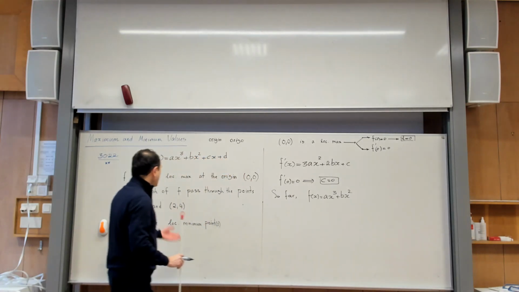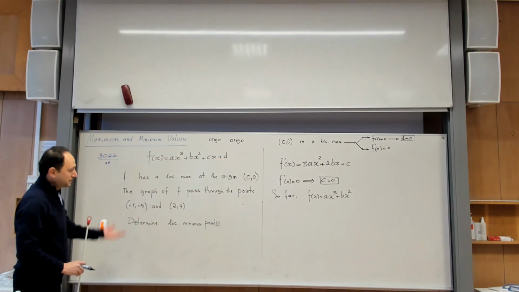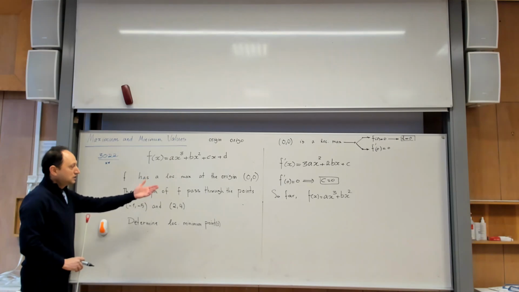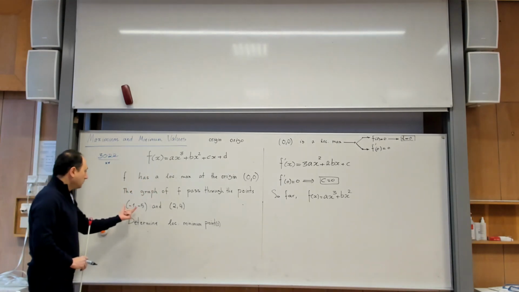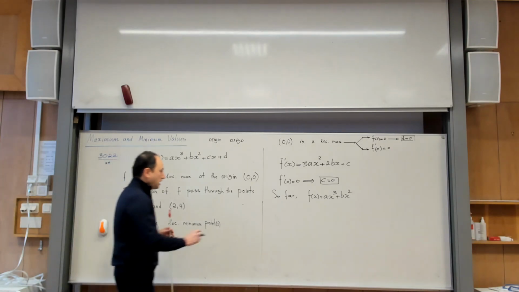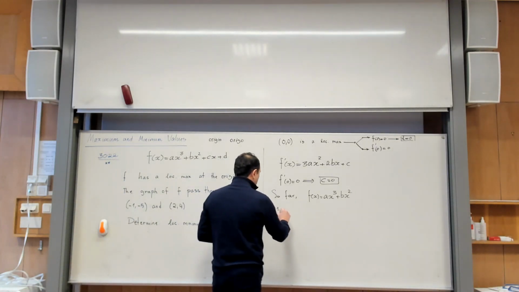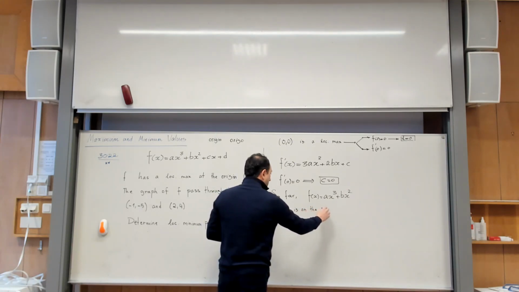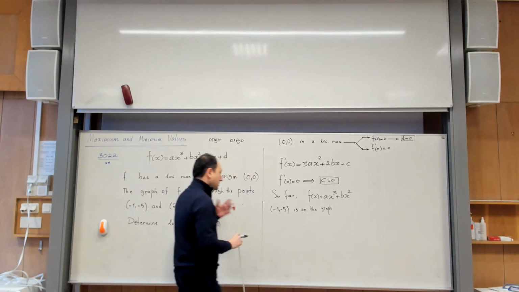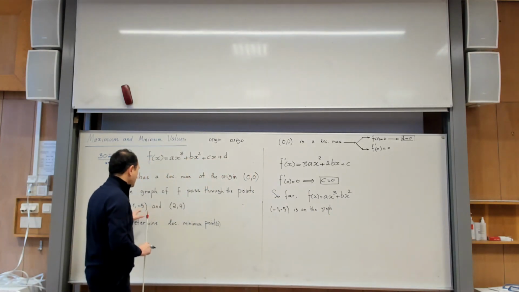Now I think this is even a Math 1c problem, because you just need Math 2c, because you need to solve a system of equations. Why is that? How can I use this? The points (-1, -5) is on the graph. Why is it on the graph? Because I myself demand that the graph passes through this.